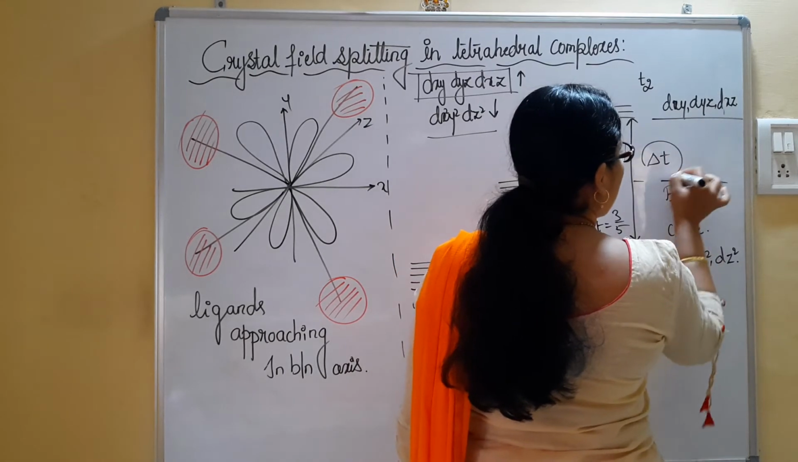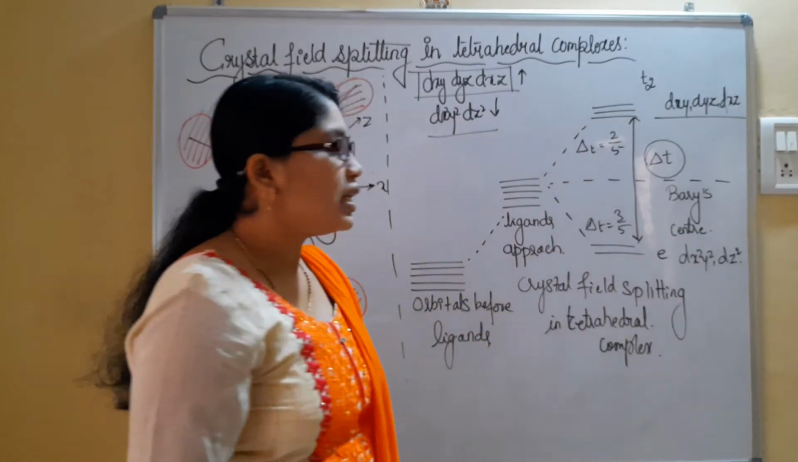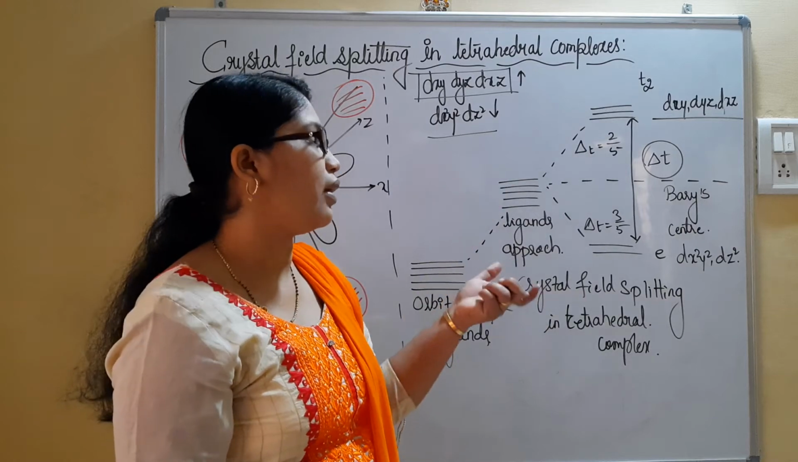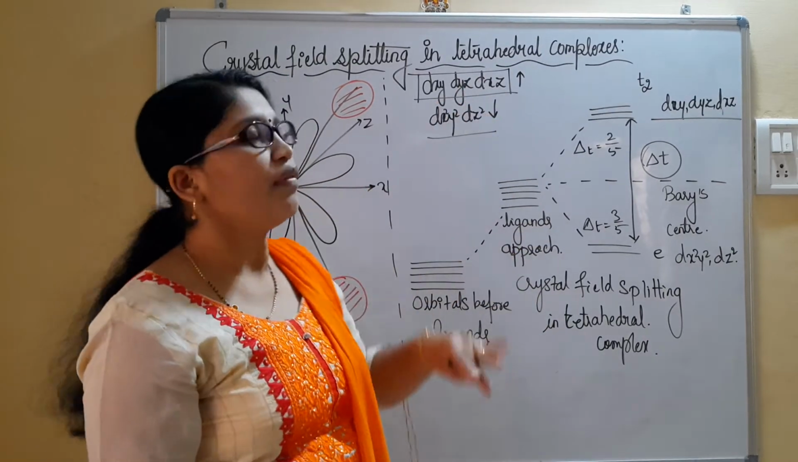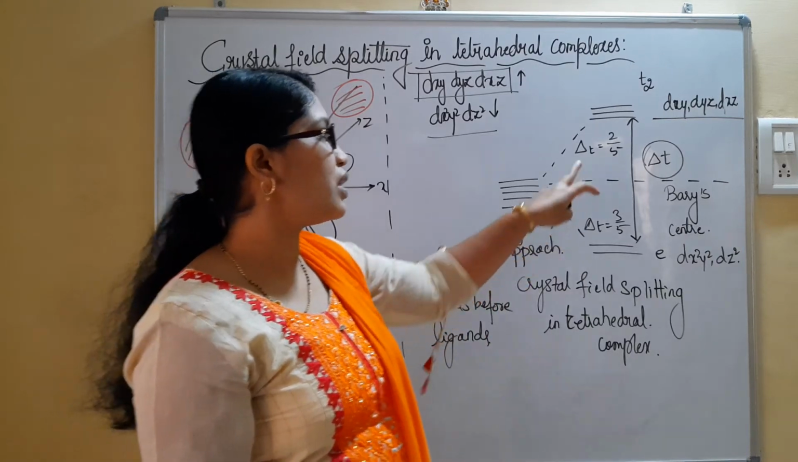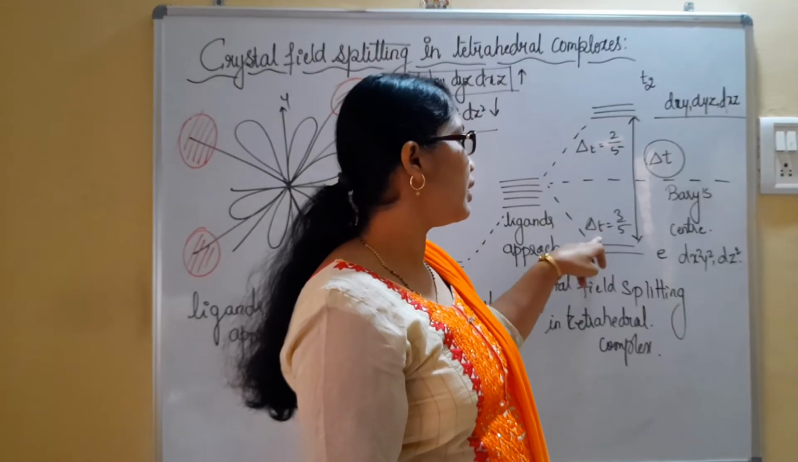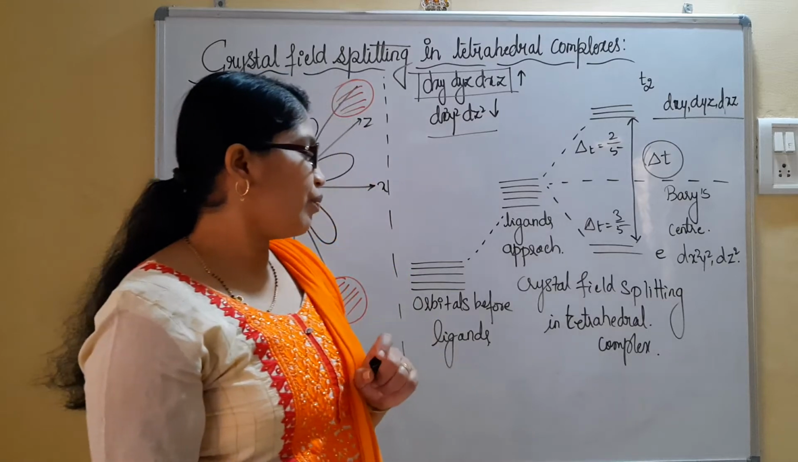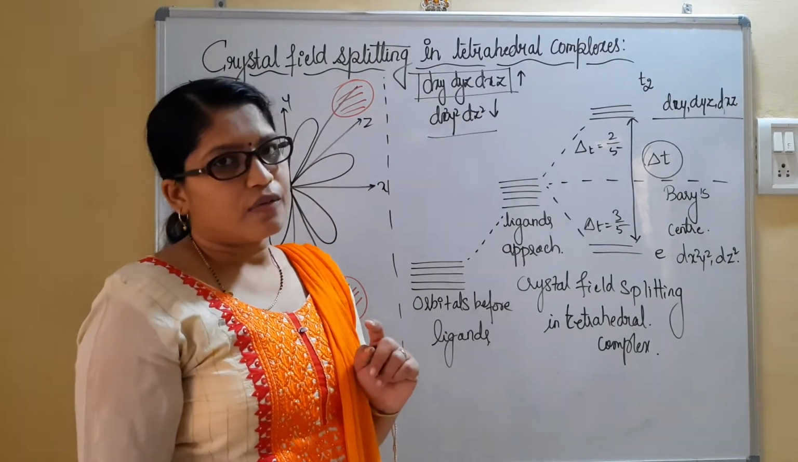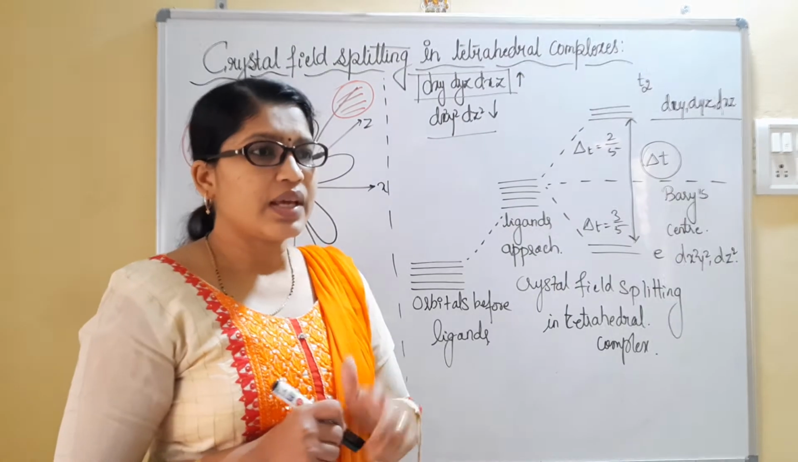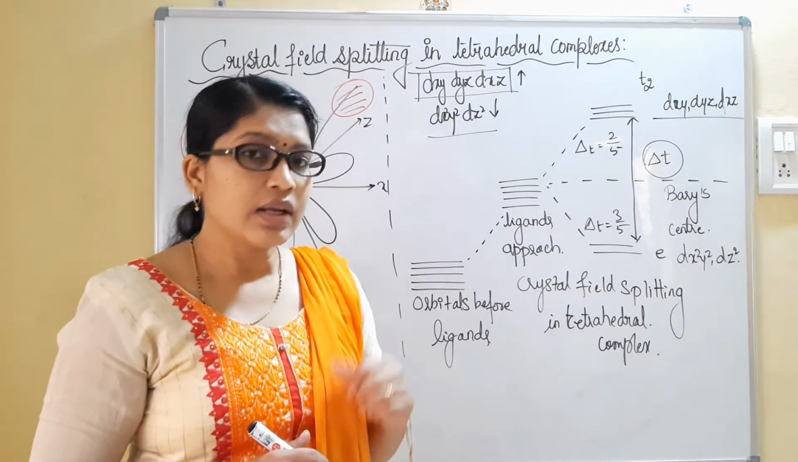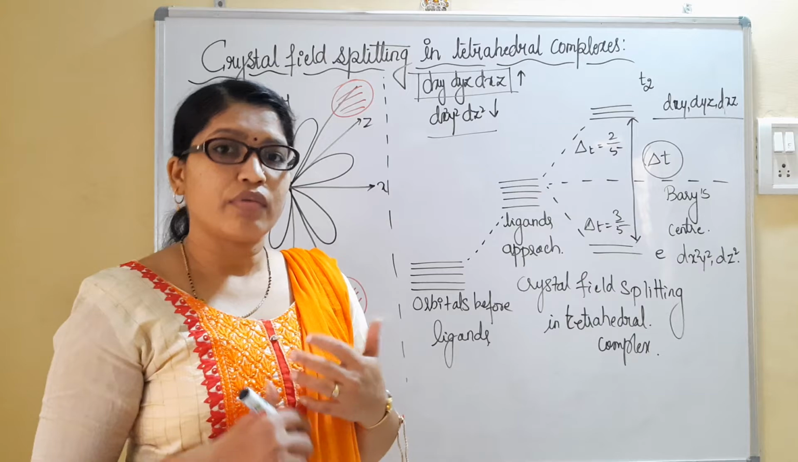And this is referred to as delta T, the change in splitting, that is, the difference that occurs in case of tetrahedral complexes. It is mentioned as delta T, 2 by 5, delta T is 3 by 5. That's it. And one more point I have to mention here: the splitting energy will be higher for octahedral than that of tetrahedral. Why? Why?